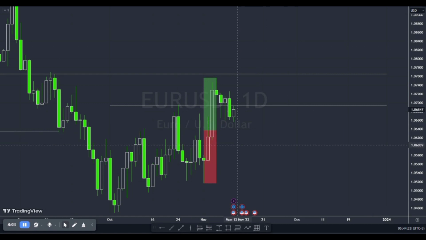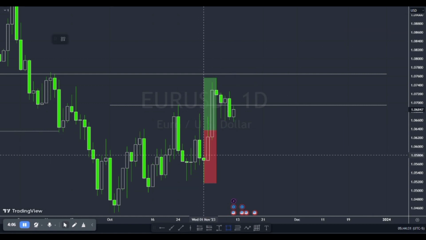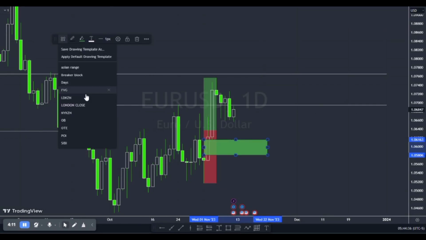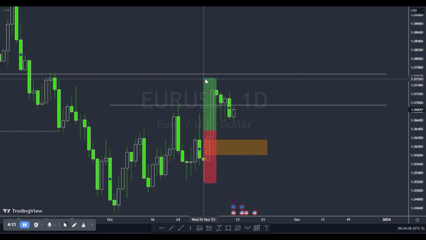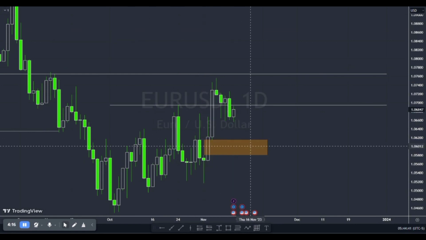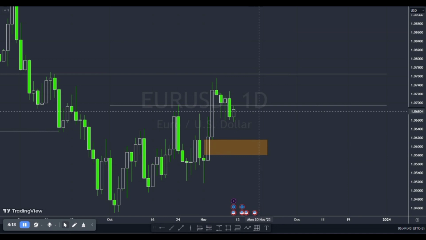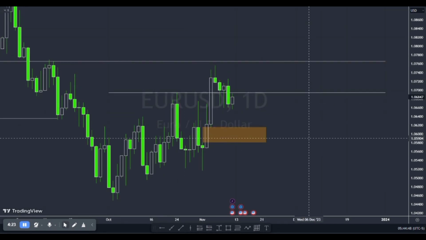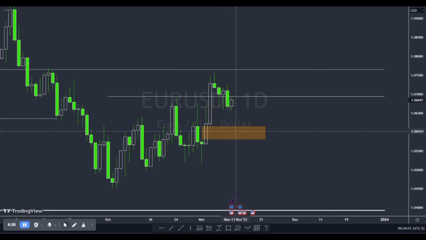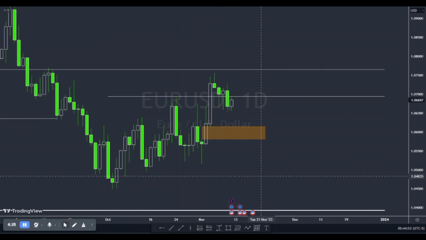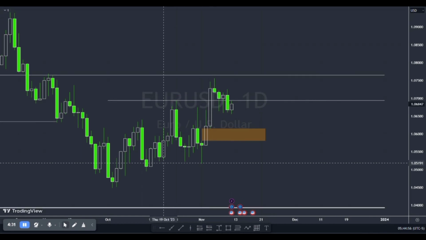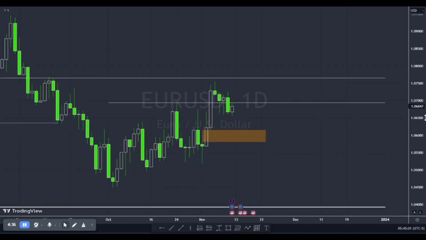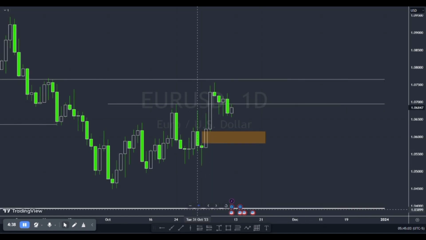If price has to go up to respect this fair value gap right here, if price taps this fair value gap, we see how it reacts. If price respects this fair value gap, we might just end up impulsing up, taking out these highs, continuing the bullish trend. Or price might disrespect it, treat it as an inverse fair value gap and continue the trend down. But for now, on the daily we are bearish, on the monthly we are bullish, on the weekly we are bearish as well.